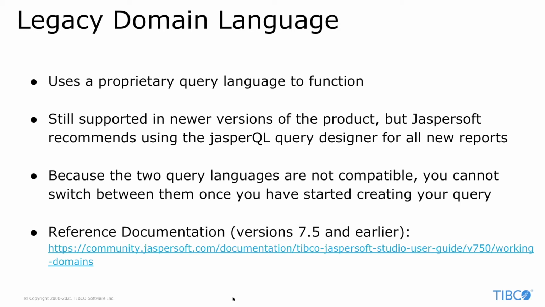So the legacy domain language, we'll talk quickly about that. As I mentioned towards the beginning of our presentation, it uses a proprietary query language to operate, whereas the new JasperQL method is going to use a JSON-based approach. So we're going to be using something standardized within the industry versus something a bit more proprietary to how our domains functioned previously. The good news, for those of you who still plan to use the old legacy query, is it's still supported in the newer versions of our product.